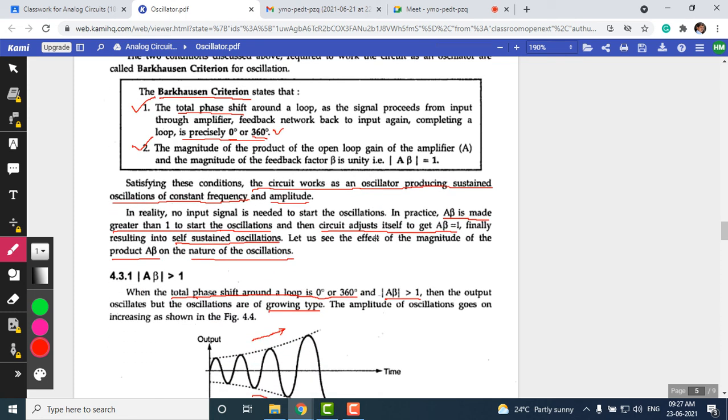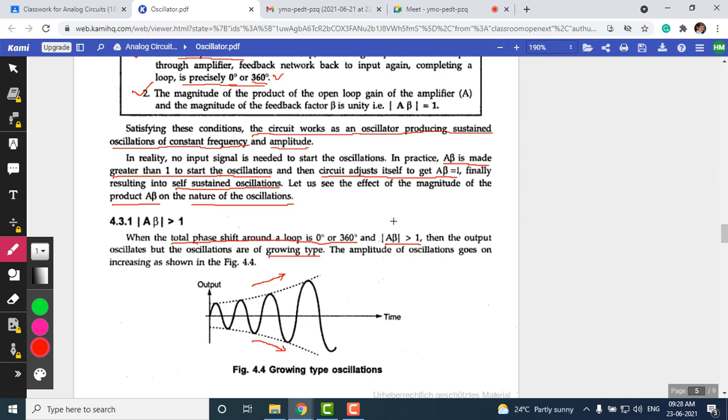But in reality, is it possible for the feedback network to drive the basic amplifier? Initially in the oscillator circuit, A beta will be greater than 1, since we apply a DC signal here to energize the components. So, A beta initially will be greater than 1, and slowly the circuit will start adjusting itself and tend to become 1. Once it tends to become 1, it produces oscillations. But to start the oscillation, we need to have A beta greater than 1.